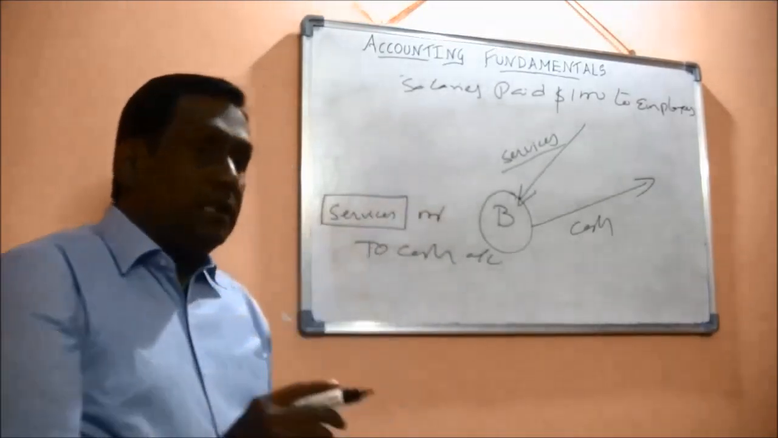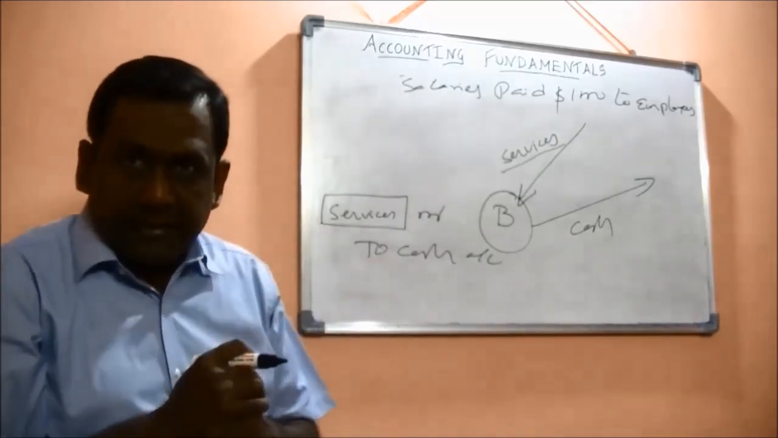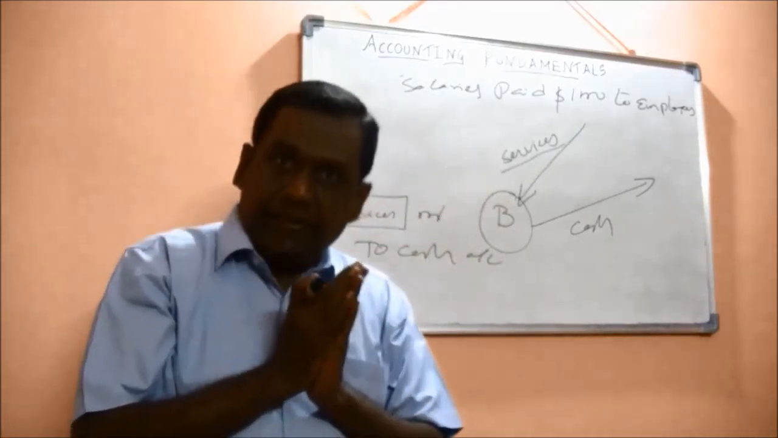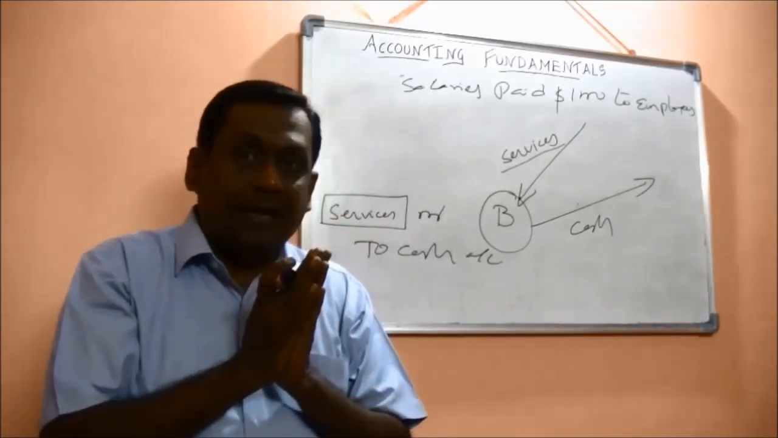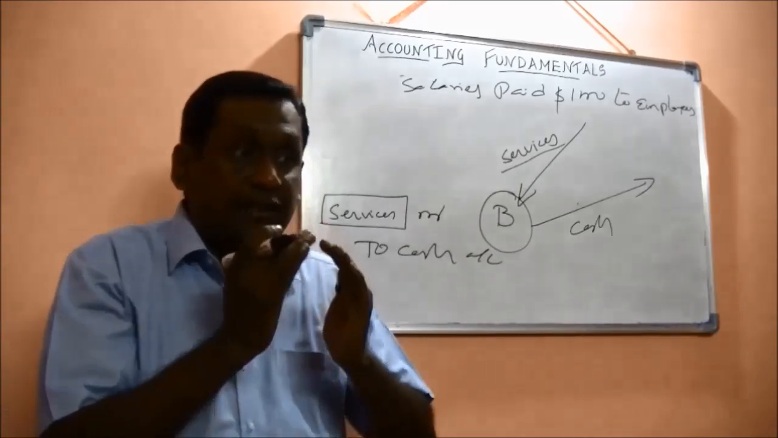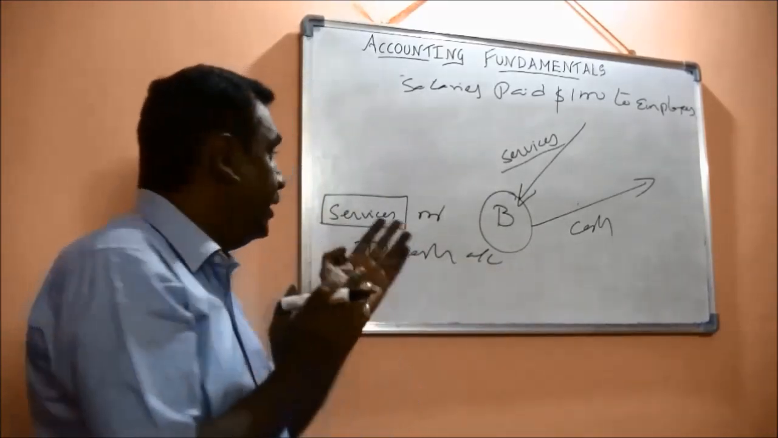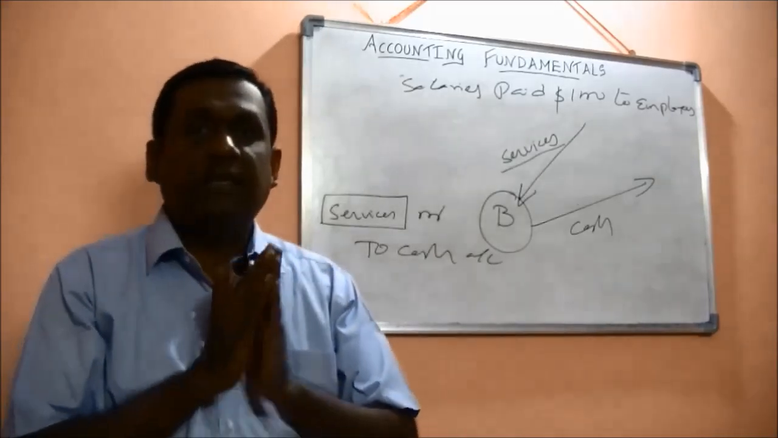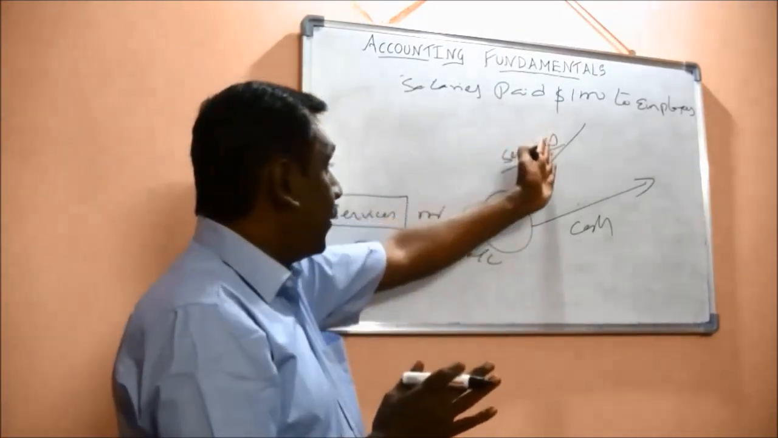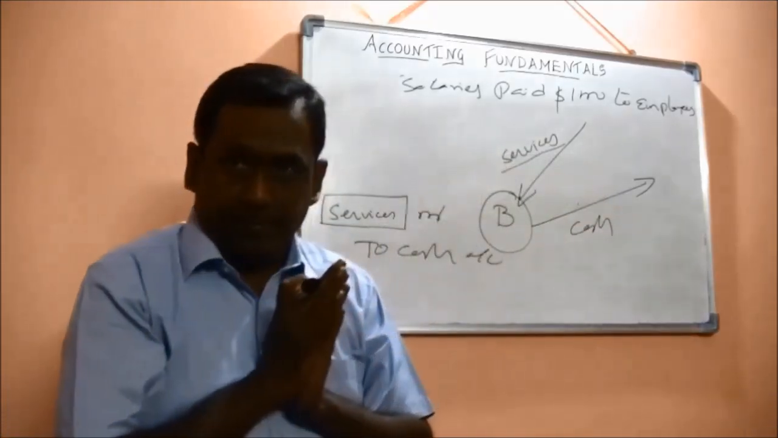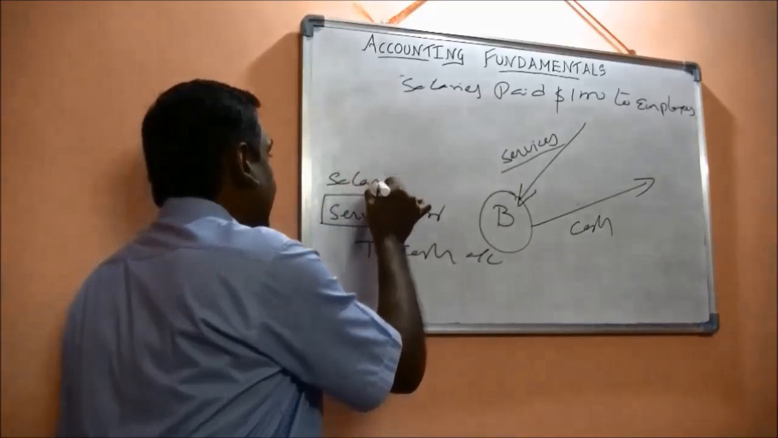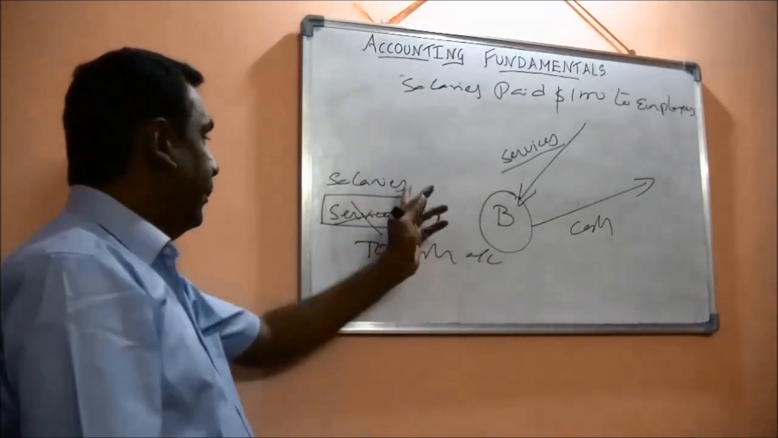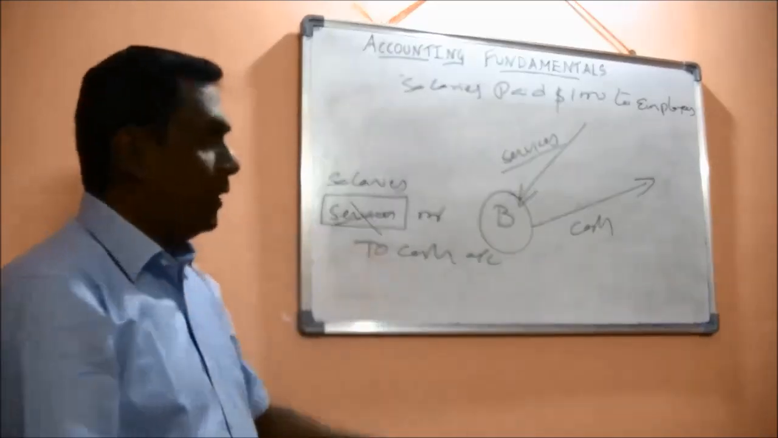Since your business is going to receive many services, if they keep debiting services for all the types of services they receive, it is difficult for them to understand which type of service they received and against which service they paid this amount. Hence, they need to give a naming convention for this. This service will be considered as salaries, because employees provided the services and the business is making salary payment to them. So, we name it as salaries. So, the entry will be salaries account debit to cash account. This is the simple entry.